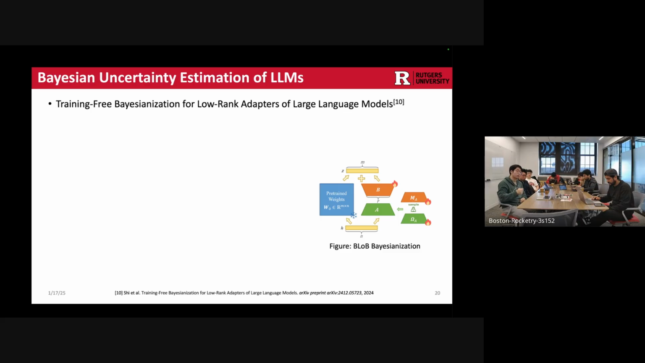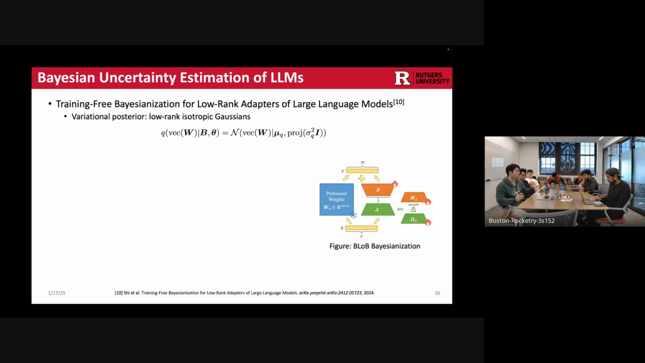In the next work, we propose training-free Bayesianization for low-rank adapters of large language models. It's built upon the BLoB paper, but now we don't need to figure out a correct training configuration every time we have a new dataset. So how do we achieve that? The first thing that we do is constrain the variational posterior of the original BLoB paper to low-rank isotropic Gaussians. Why do we constrain it to low-rank isotropic Gaussians?